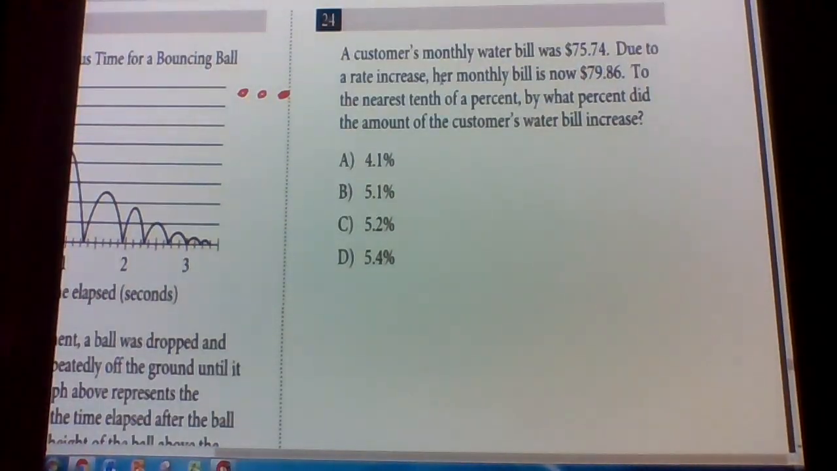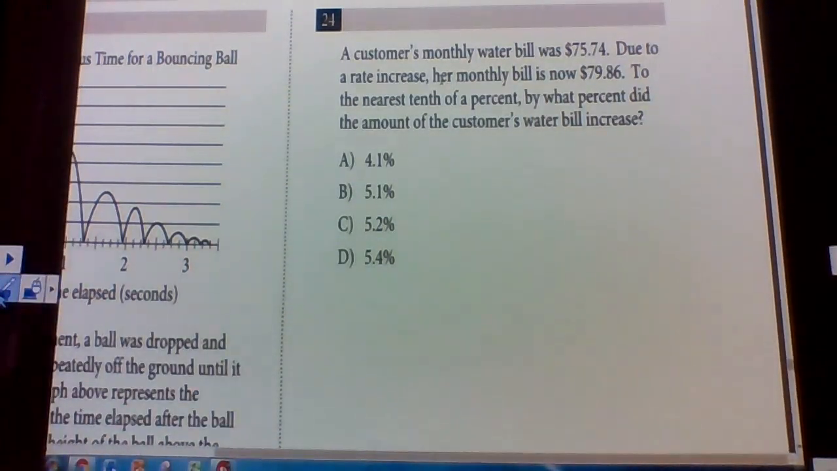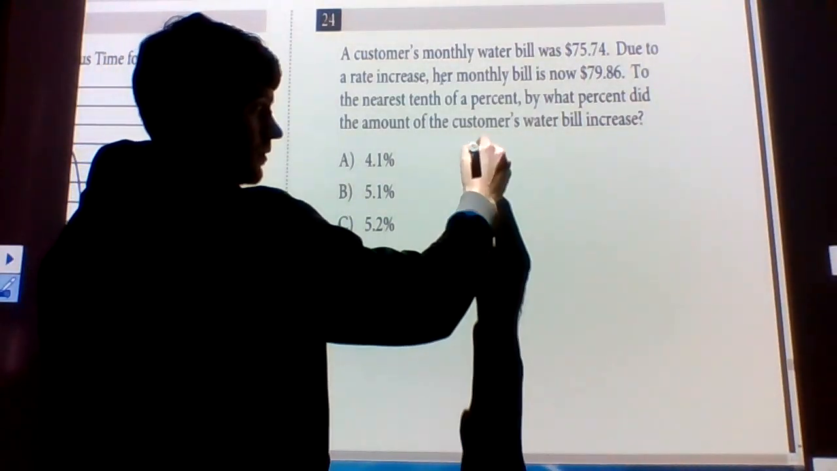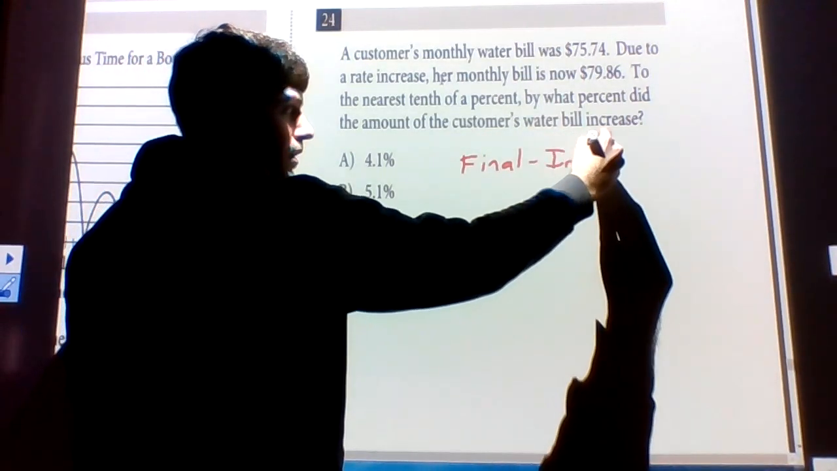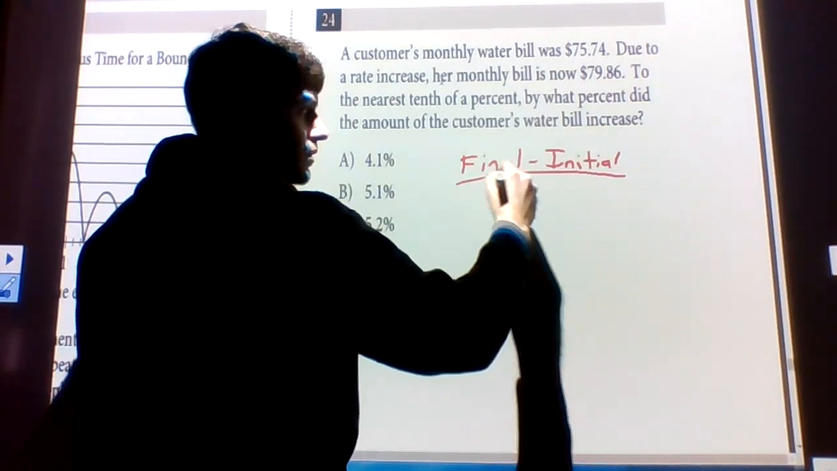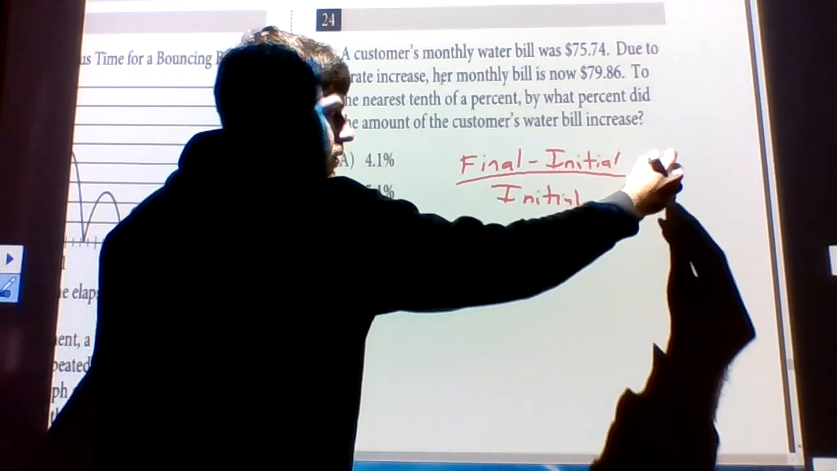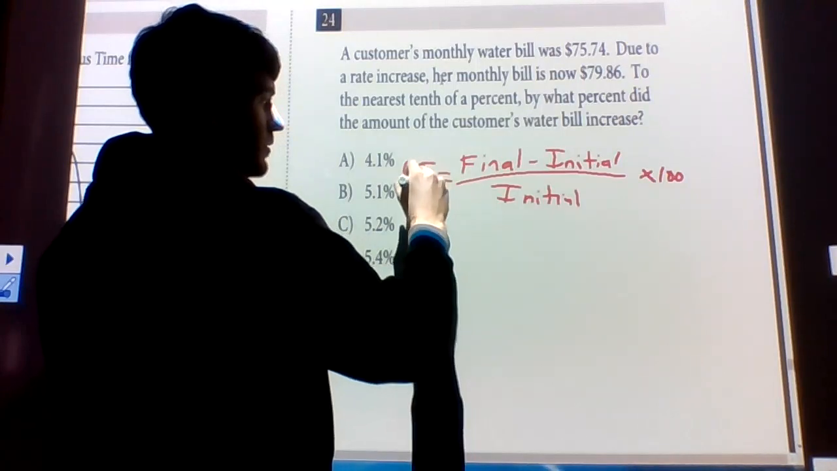The customer's monthly water bill was $75.74. Due to a rate increase, her monthly bill is now $79.86. To the nearest tenth of a percent, by what percent did the amount increase? So percent increase is final minus initial, divided by initial, times 100. And that's your percent increase, your PI, if you will.